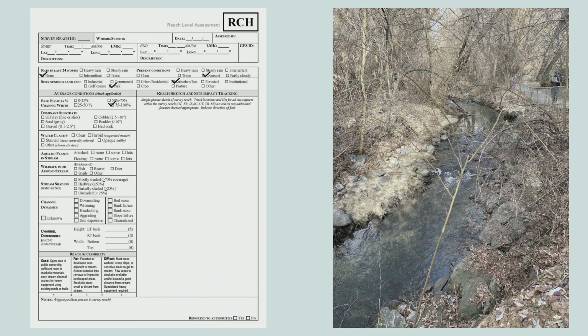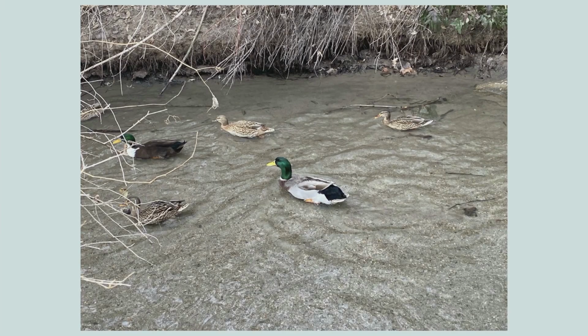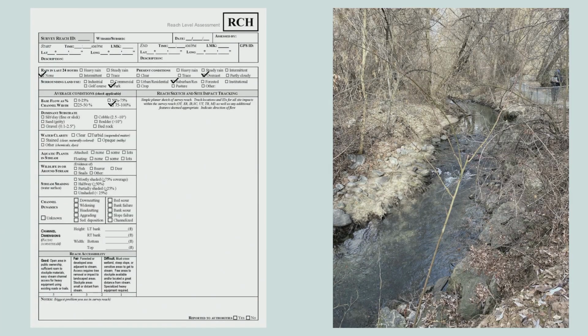Next is dominant substrate. This one was a little hard because a lot of the creek looked like this, but there were other sections with larger rocks. But I decided that overall this was the best representation of the reach. So I would consider that substrate to be gravel, 0.1 to 2.5 inch rock.